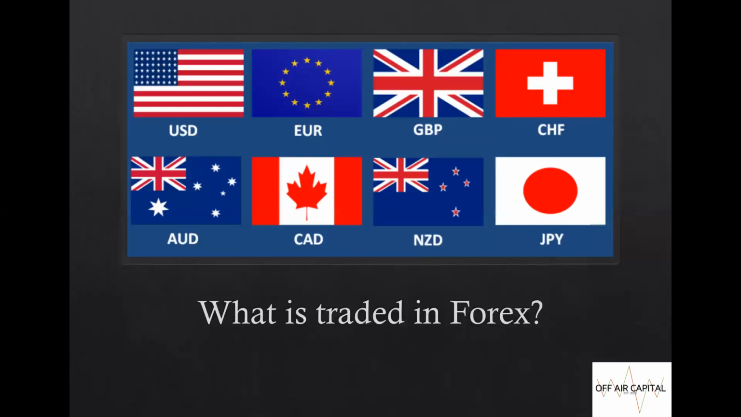So let's look at what is traded in Forex. So these are the major currencies that are traded. These include the United States dollar, the European euro, Great British pound, the Swiss franc, Australian dollar, Canadian dollar, New Zealand dollar, and the Japanese yen. These are the most traded currencies and some of the most liquid currencies.